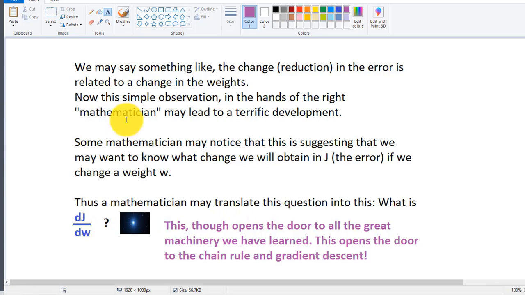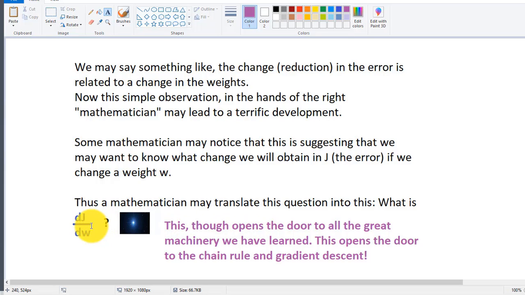it opens the door to all the great machinery that we have learned. So going from the problem of just saying, I want to reduce the error, how can I reduce the error? And saying, well, it depends on W, but then going to this, opens the door to all the great machinery that we've learned, and it opens the door to the chain rule and to gradient descent.